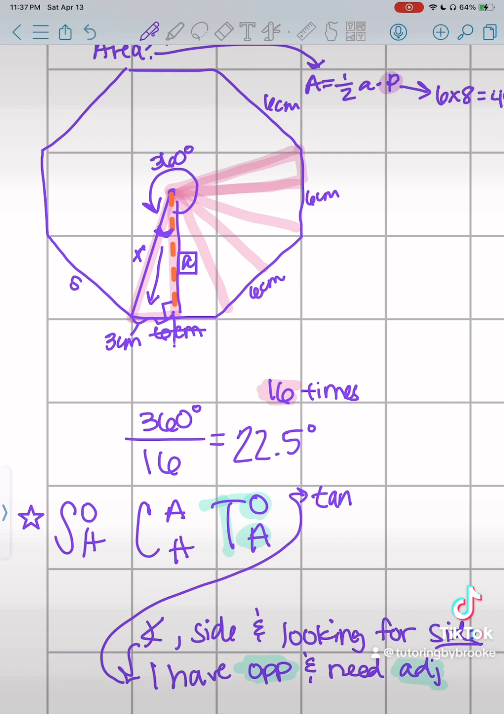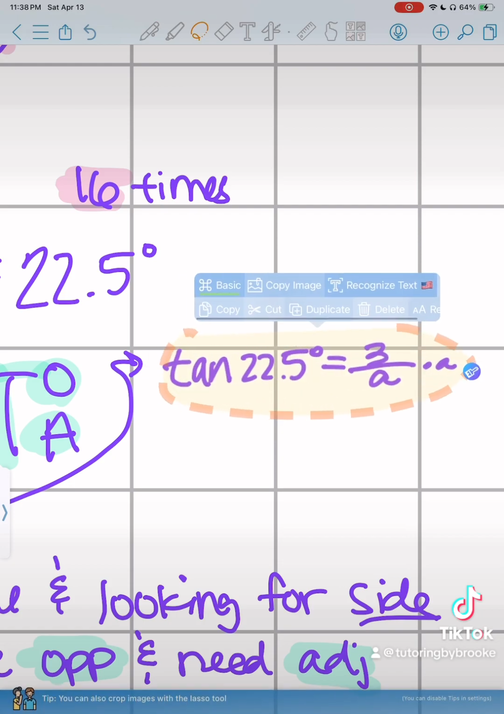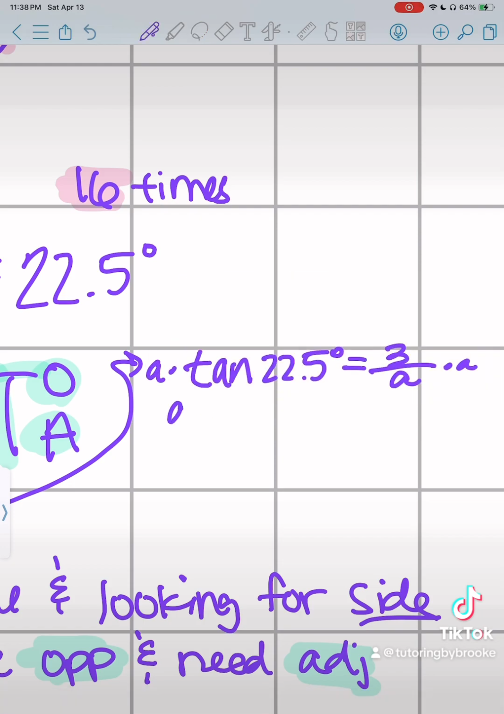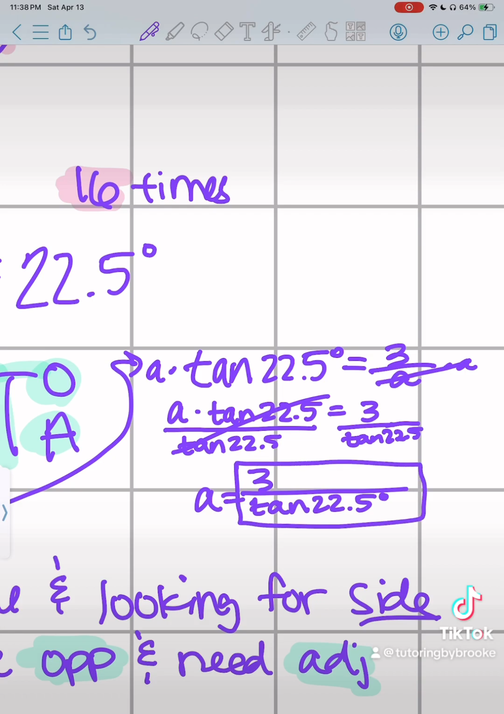So I'm going to go ahead and set up what I'm solving for, which is the tangent of 22.5 degrees, which is equal to 3 over A, or my apothem. From here, I'm going to go ahead and solve this. I can multiply both sides by A. Let's move this over so we have some room. Doing so will cancel out on the right side, but leave me A times tangent 22.5 on the left, which is equal to 3. If I divide by tangent 22.5 on both sides, it cancels out on the left and leaves me A is equal to 3 over tangent of 22.5. This is going to be the piece that we're going to plug into our calculator.